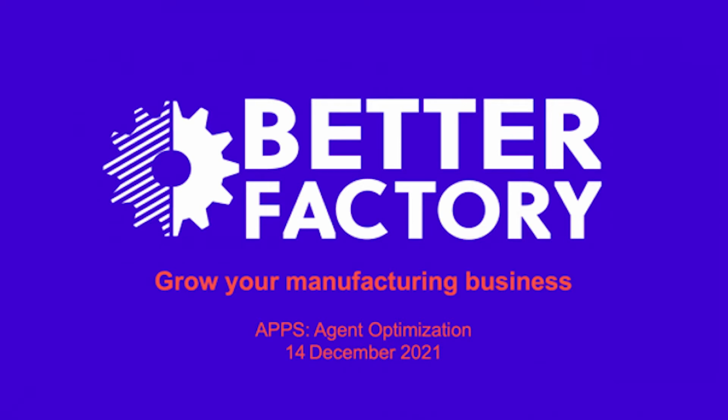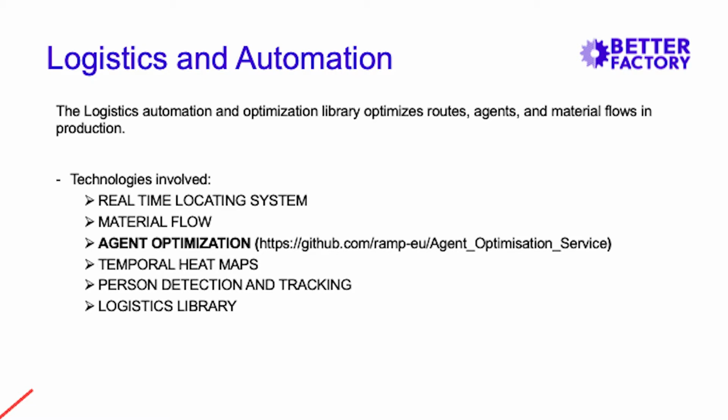As it was mentioned before, the logistics library can optimize roads, agents, and material flow in production. Here is a list of actual modules of the logistics library. I will highlight, except the presented agent optimization module, the real-time locating system and the material flow module, because they are related to agent optimization. More about them later.